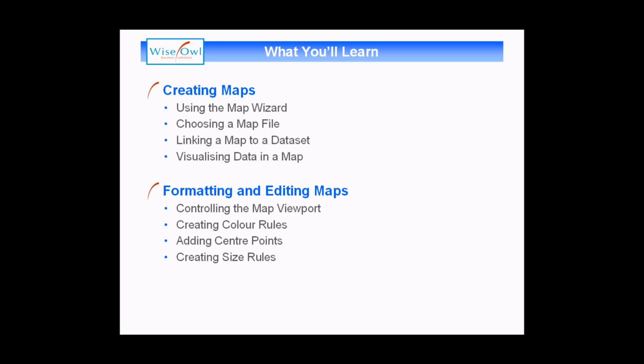We'll show you how you can create a colour rule to create some form of conditional formatting in the map. And finally, we'll add centre points to the various regions in our maps and show you how you control those using size rules and colour rules and different marker types.